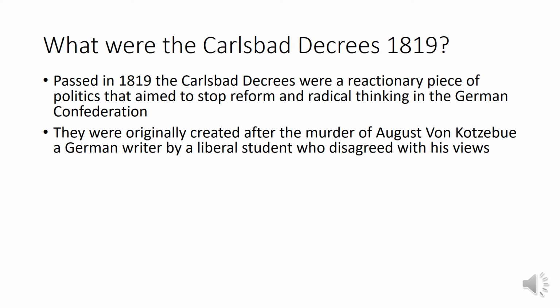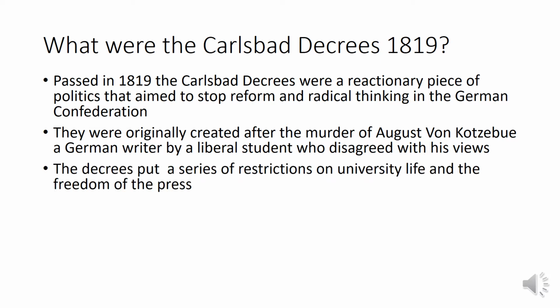This meant that the governments of Austria and Prussia had a perfect excuse to pass the law that they were going to pass. This is something they'd wanted to pass for a while, but this event allowed them to do that. So the decrees put in a series of restrictions on university life and the freedom of press.